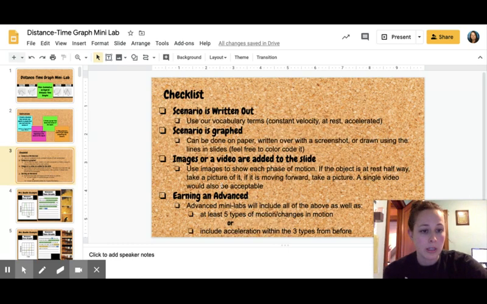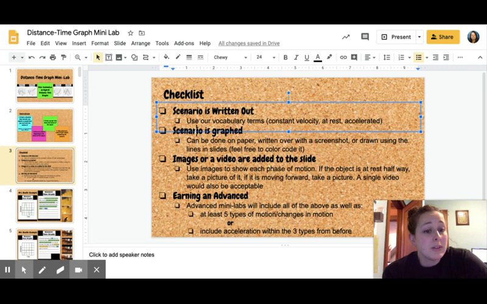Okay. So here's a quick checklist for you. So your scenario is written out. So whatever you're doing is written out and it's using our vocab terms. Constant velocity, at rest, accelerated, forwards, backwards, you name it, stuff that we've been taking notes on. This is where you're going to show me you understand it. Okay. Your scenario is also graphed.